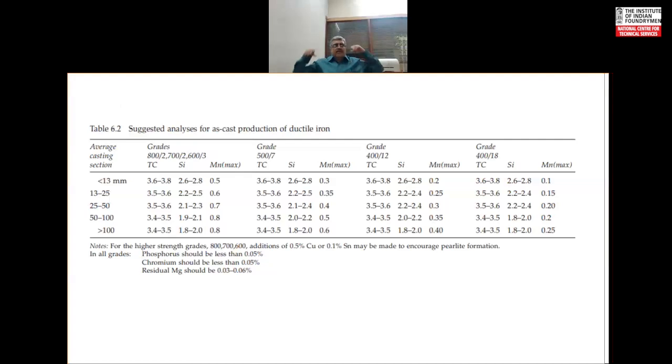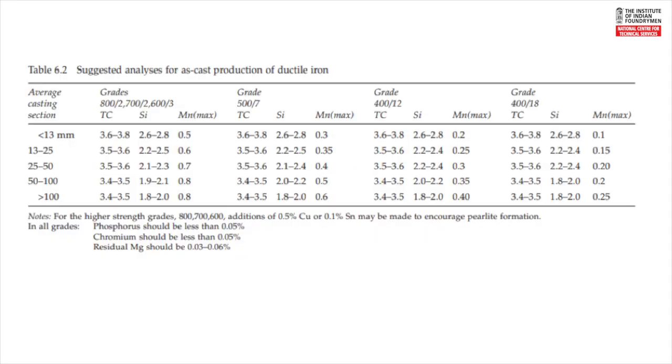And here are some suggested chemical analyses for as-cast production of ductile iron when different average casting section thicknesses need to be produced. So less than 13 mm going all the way up to greater than 100 mm section thicknesses. So you have the first grouping where you have pearlitic ductile iron, then pearlitic-ferritic, and then ferritic grades here.